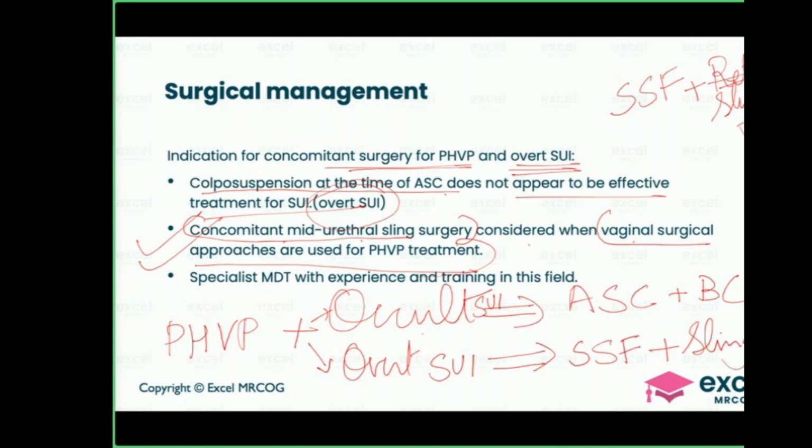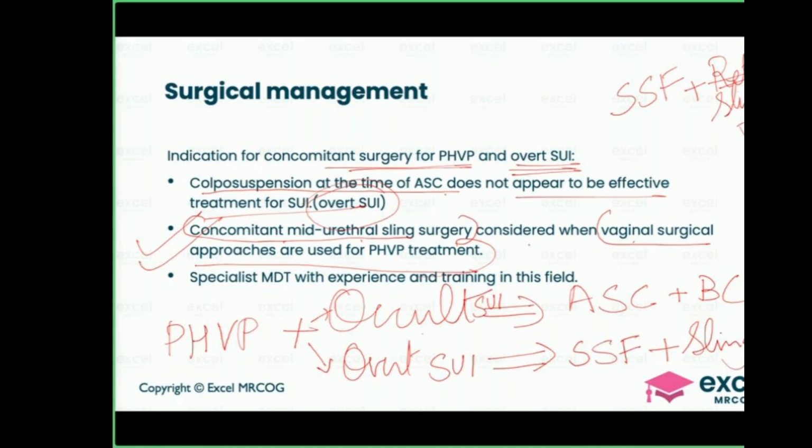Got it? Clear? Sling, you mean rectus sling? Yes. So preferred is rectus sling. Retropubic mesh is also a sling, kind of. A sling meaning it's a mesh, retropubic mesh, may be considered, but mesh has its problems. So the one you choose first is rectus fascial sling surgery. Okay? Yeah, okay, clear. Thank you.